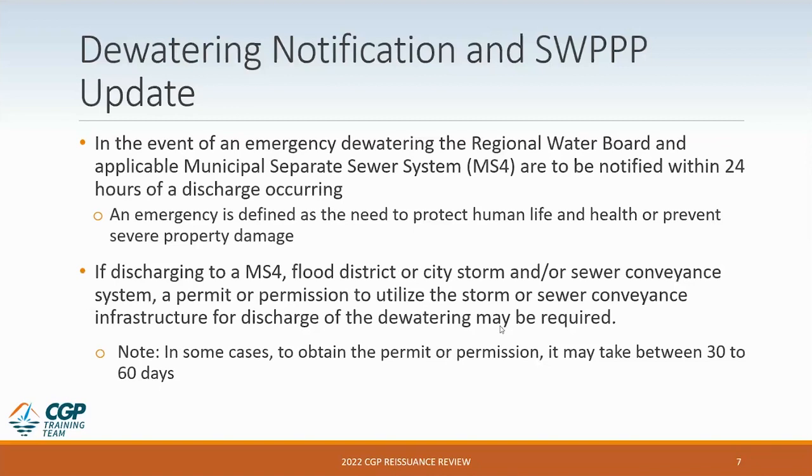If you're not discharging under an emergency situation and you are planning to use an MS4 flood district or city storm or sewer conveyance system for your dewatering discharge, you may potentially need to obtain a permit or permission to utilize the storm or sewer conveyance infrastructure. You will need to make sure that you plan for the time it takes to obtain the permit or permission, as it may take anywhere between 30 to 60 days.